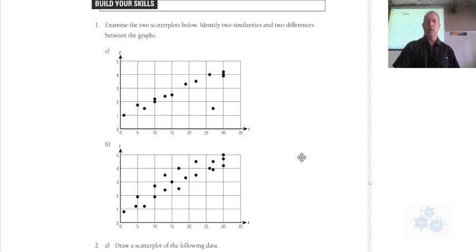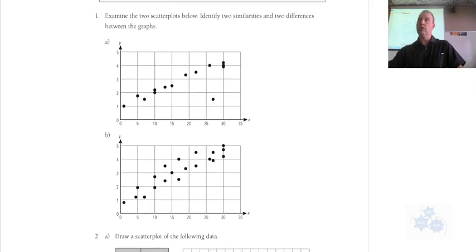Okay, so let's do one together. It's a good idea to have a straight edge here. Even if you have a piece of paper or another pen, a ruler obviously would be best. If you're going to draw a line of best fit, a clear ruler would be the best, so you can see the points that you're covering and the points that you're not covering. That would be best. So identify two similarities and two differences between the graphs.